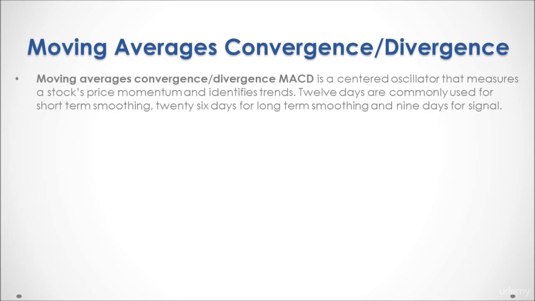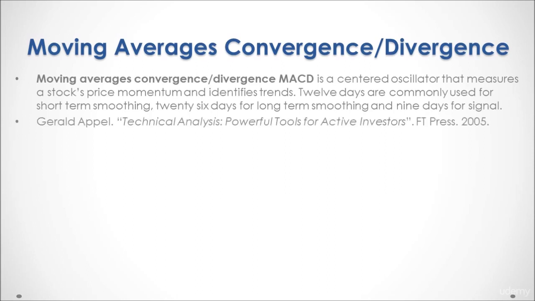Moving averages convergence divergence, or MACD, is a centered oscillator that measures a stock's price momentum and identifies trends. 12 days are commonly used for short-term smoothing, 26 days for long-term smoothing, and 9 days for signal. For full reference, I recommend that you read Gerald Appel, Technical Analysis, Powerful Tools for Active Investors, published by Financial Times Press in 2005.